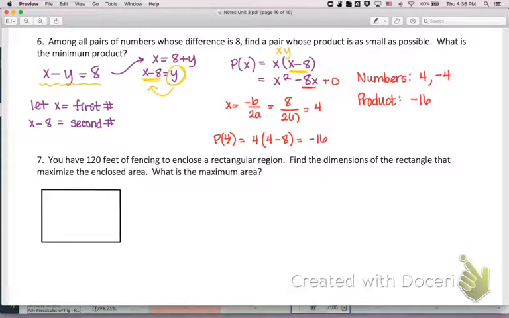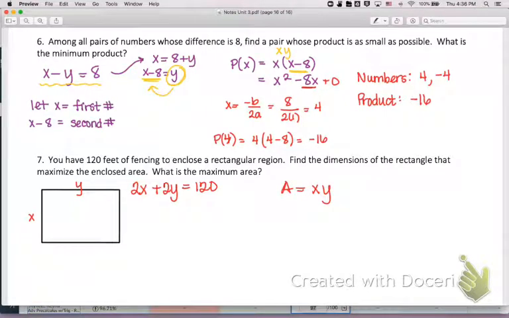So let's think. We have a rectangle like this, and we know that we have the length, we'll call that x, and we have the width, we'll call that y. They told us that I only have 120 feet for the fencing. So that tells me that the perimeter, 2x plus 2y, has to equal 120. The area is going to be x times y.